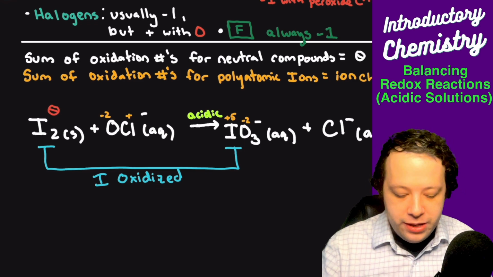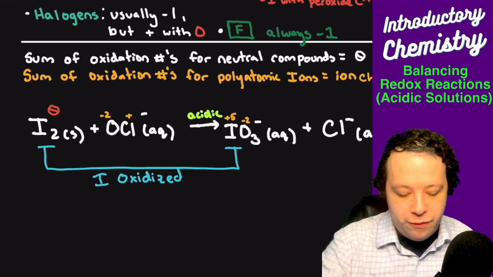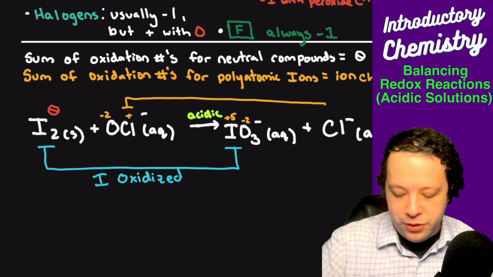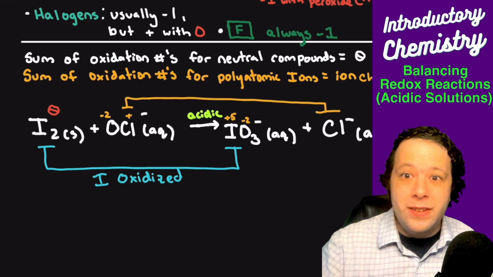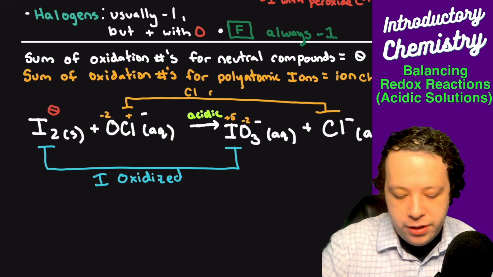Now, when we go to the next one, we're looking for another species, and we can see the chlorines are going from positive to negative. So we'll label those as well. Positive to negative, being more negative, means that chlorine is being reduced.